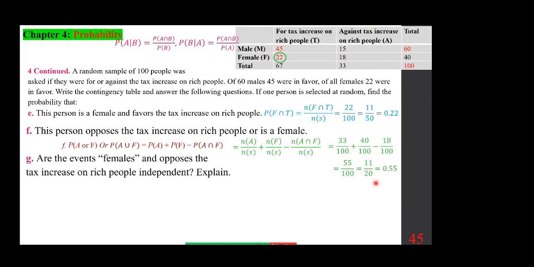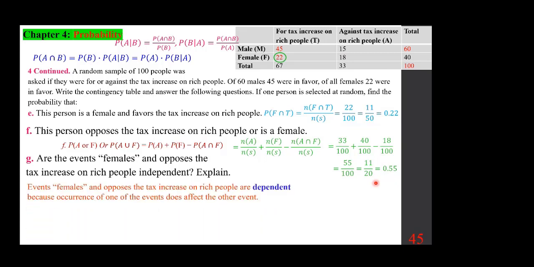Are the events females and opposes the tax increase on rich people independent? Explain. The definition of independency is as follows. Let me just write this definition. Events females and opposes the tax increase on rich people are dependent because occurrence of one of the events does affect the other. Now, this is the definition, but it's very vague and it's hard to follow. Therefore, we stick with the mathematical definition of the same topic, which has formulas.